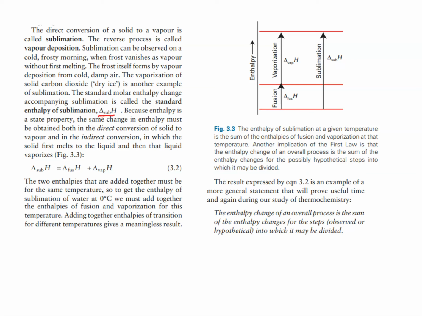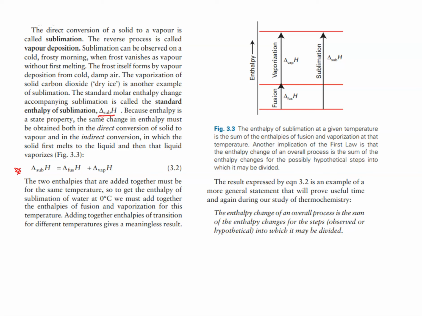Because enthalpy is a state property, the same change in enthalpy must be obtained both in the direct conversion of solid to vapor and in the indirect conversion, in which the solid first melts to the liquid and then the liquid vaporizes. Therefore, if we look at this equation 3.2, delta H for sublimation is going to equal the delta H for fusion plus the delta H for vaporization, thanks to them being state properties.